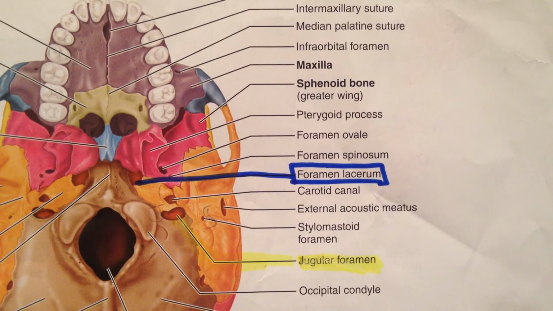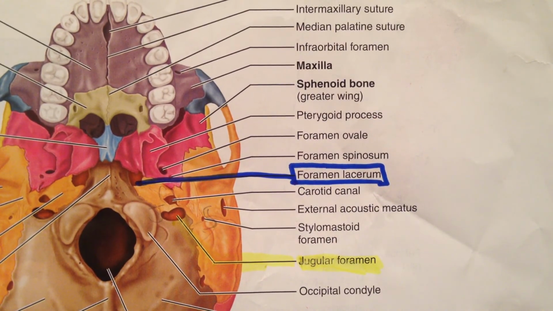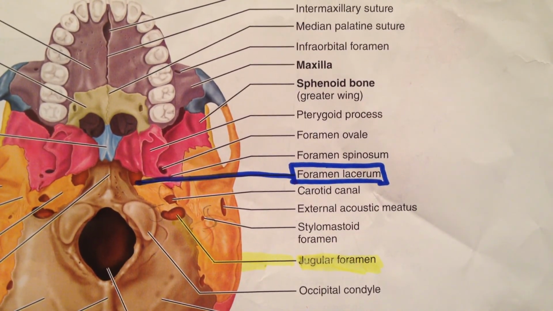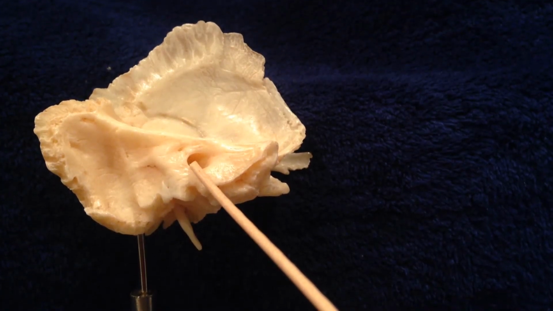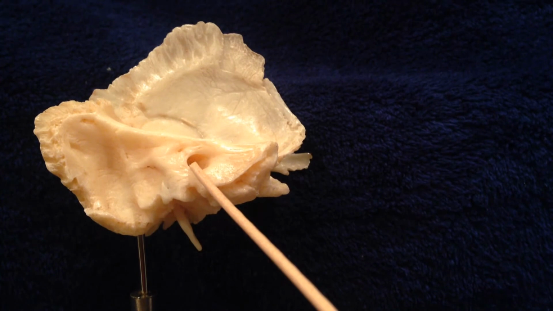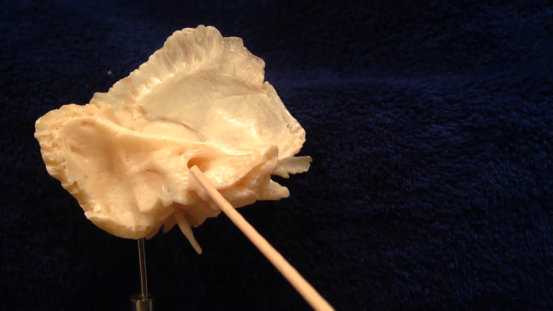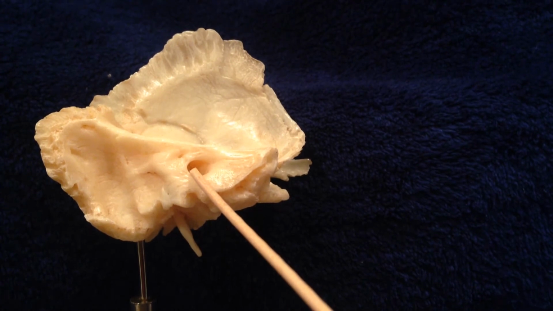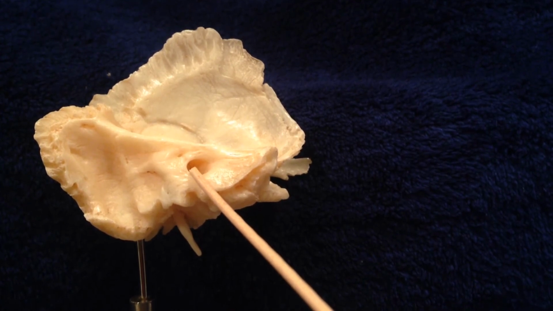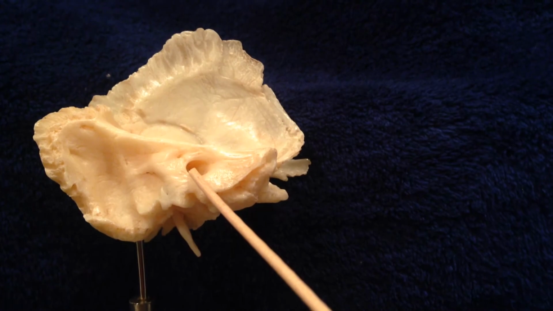So the students tend to ask the professor where the lacerum is on the dried skull, and the professor will show them. The last opening is located in the cranial cavity on the posterior face of the petrous part, and it is called the internal acoustic meatus. This meatus actually houses the vestibulocochlear nerve and the facial nerve.